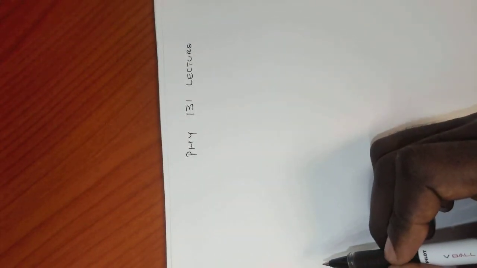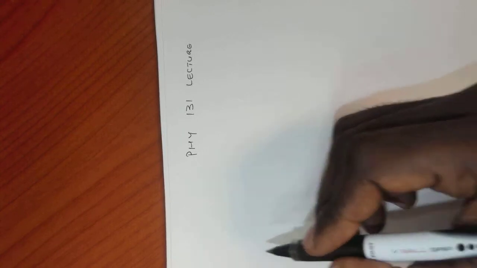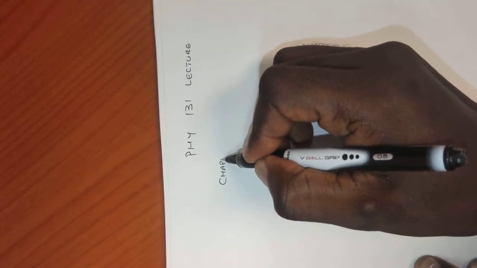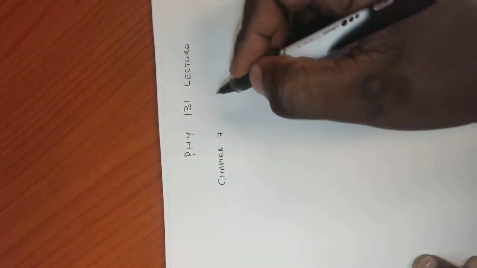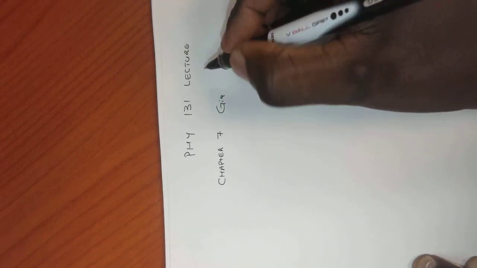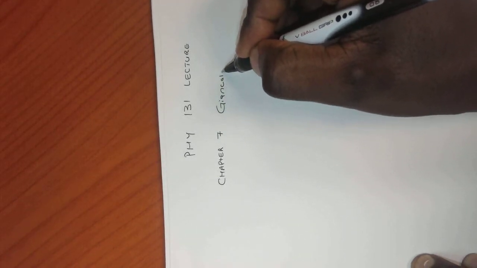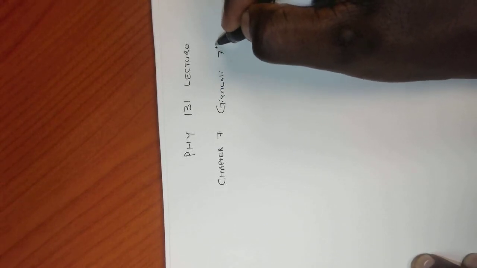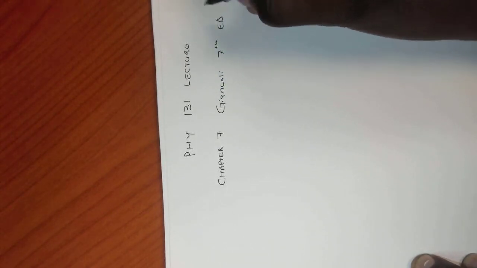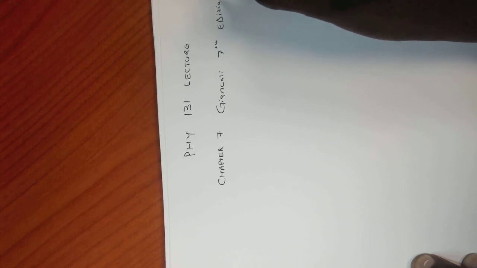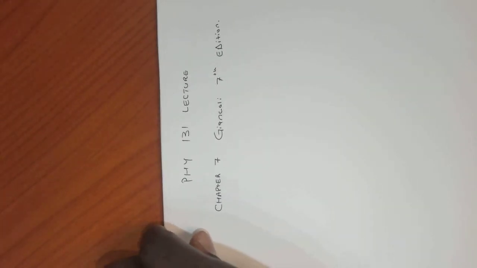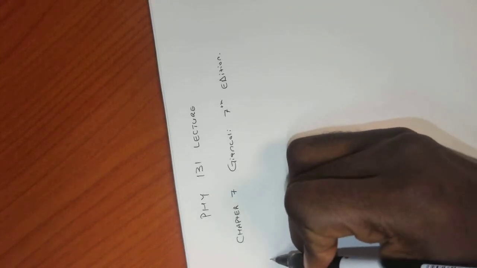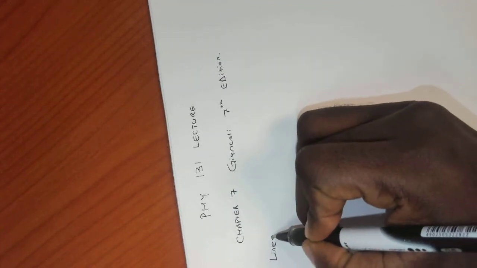So today we're going to cover the new chapter, which is chapter 7, using the 7th edition of John Cody. We're studying a new concept called linear momentum.